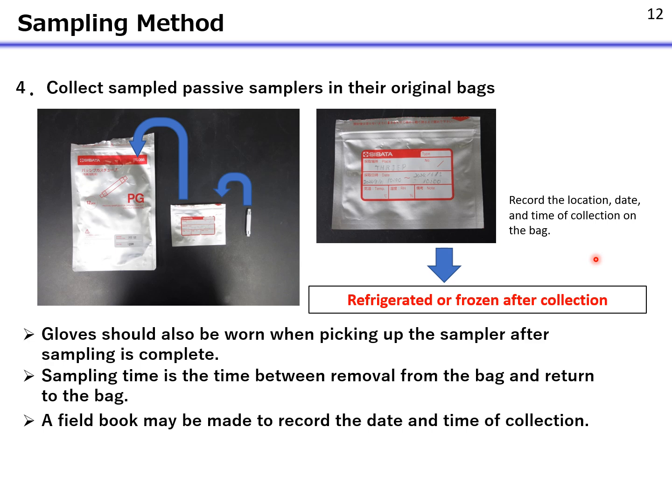Records can be written on the bag, or you may also make a field book to record the data. Don't use magic pen when making this record, as VOCs may contaminate it. Use a pencil to write the record. Once samples are collected, they should be refrigerated or frozen until time of analysis.